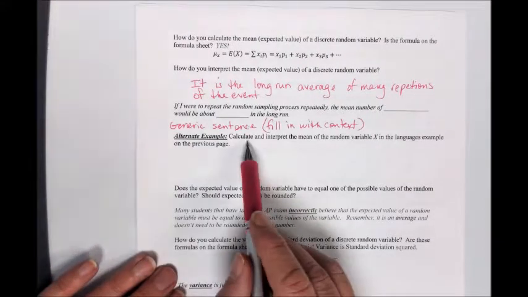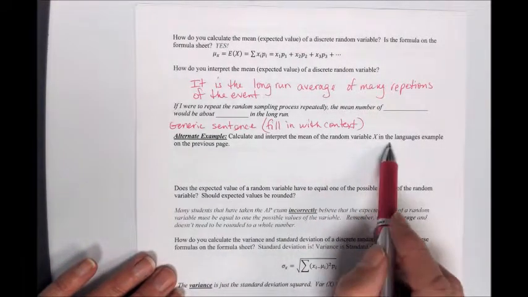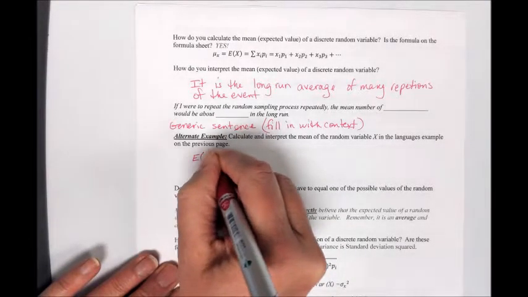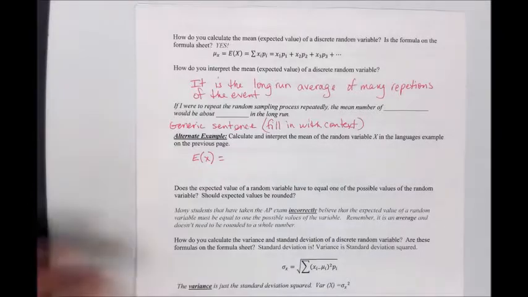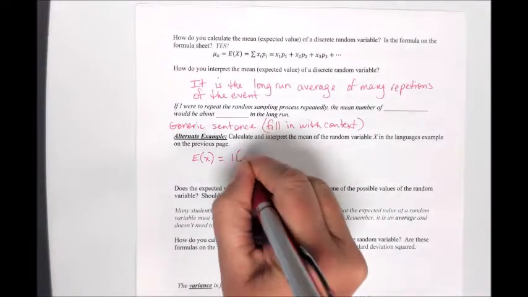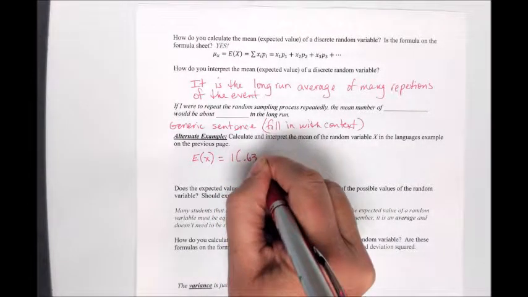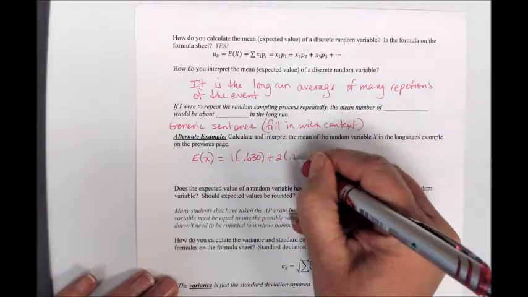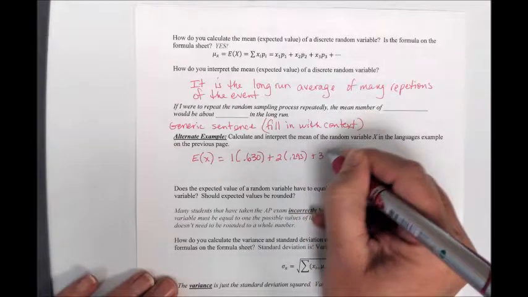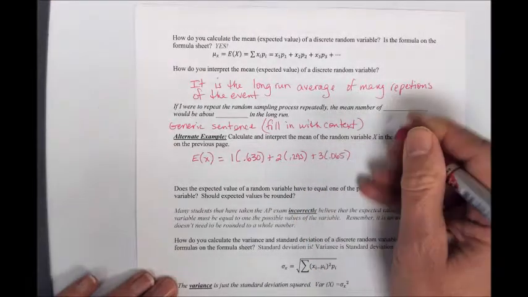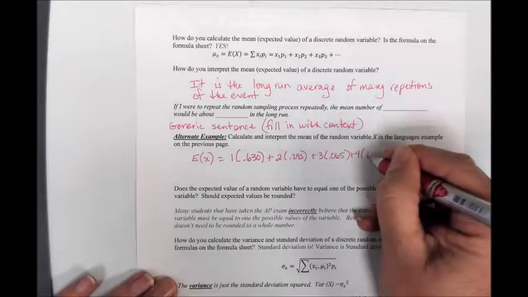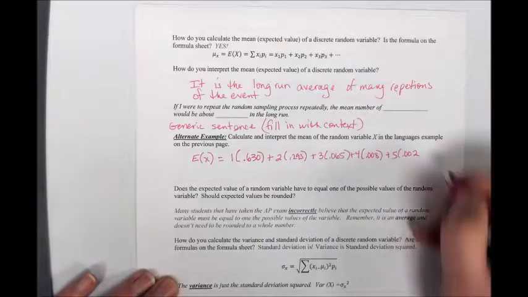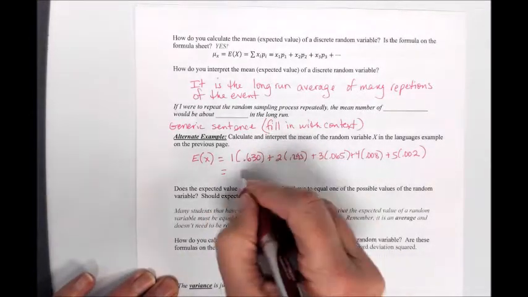So in the languages, we're going to calculate the mean of the random variable X in that previous problem. So the expected, so we had one language, the probability was 0.63, 2 languages was 0.295, 3 languages was 0.065, 4 languages was 0.008, and 5 was 0.002. So my expected value is 1.457.